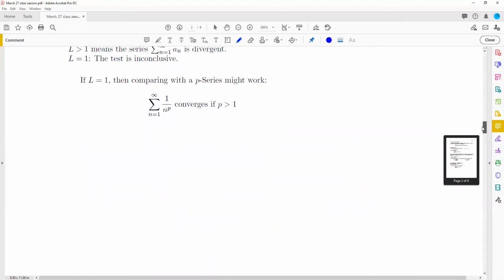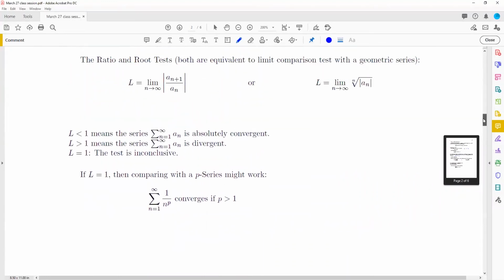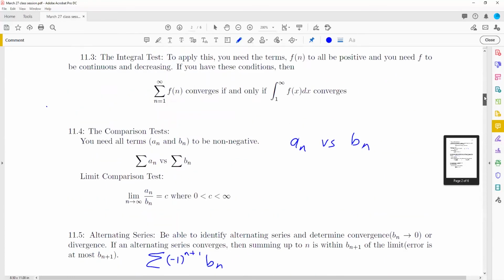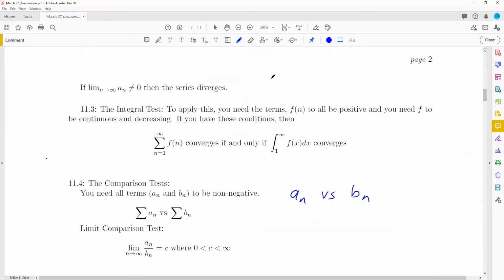And finally, wait, there was something else. Oh, there's this right here. That's usually the first thing that you check: the terms go to 0. Because if they don't go to 0, then you can automatically say that it diverges.